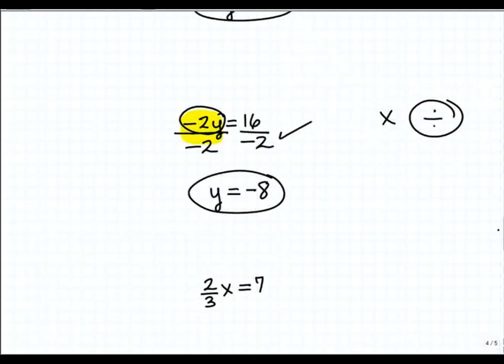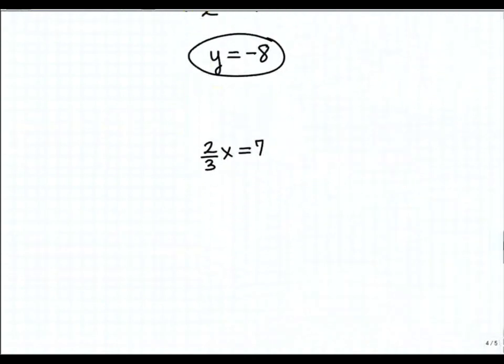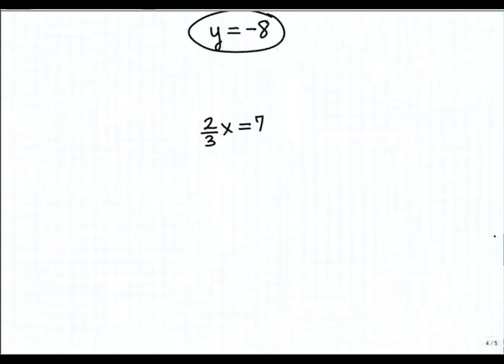All right, so let's take a look at our last example. Here I have 2/3 x equals 7. This is going to be an example where we're going to use multiplication. So we have 2 divided by 3x.